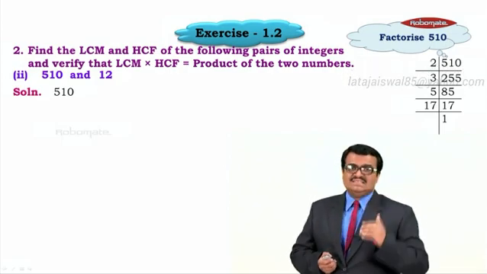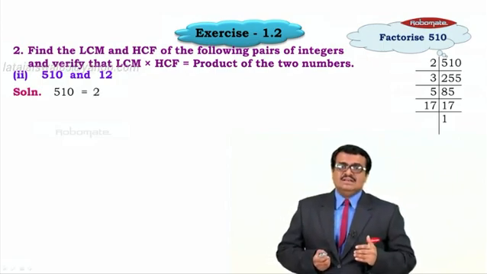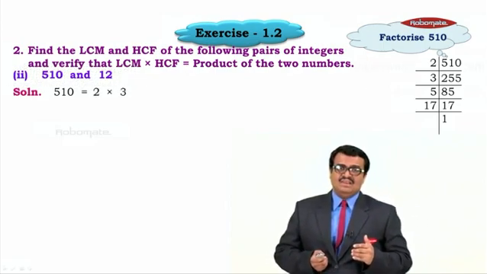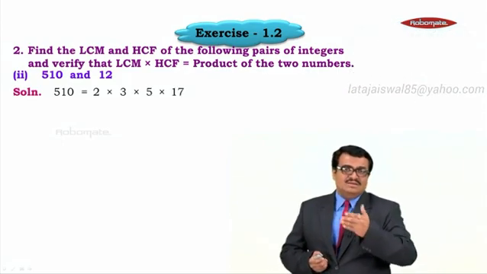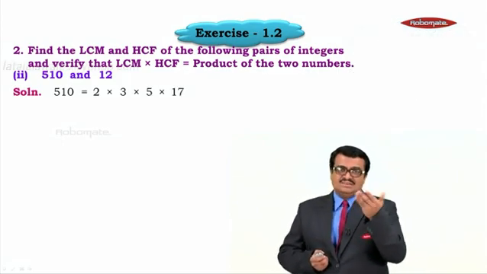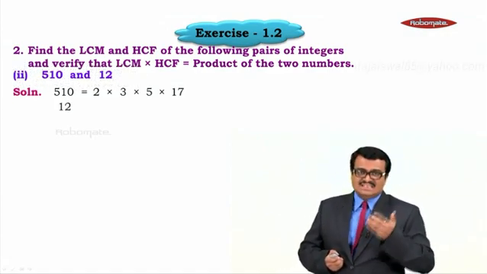Okay, so beside this number 510, we will write it as a product of all the prime factors. So 2 into 3 into 5 into 17. Now here all the numbers are there only once, so we cannot write it in powers, so leave it like this. Okay, next number is 12.